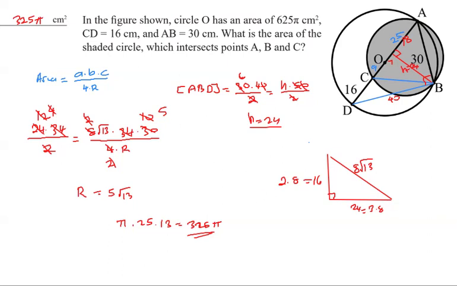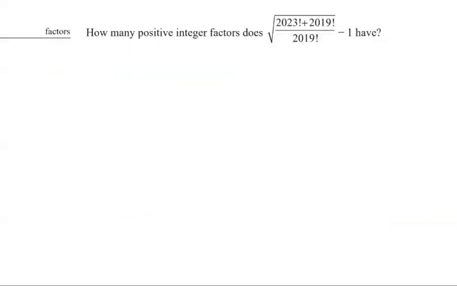Okay, so let's look at the next one. Number 28. How many positive integer factors does this number have? So we have a lot of factorials, which is why we need to get rid of these if possible and see if we can get some perfect square inside, because otherwise there is no way to get the perfect square divisors, you know?